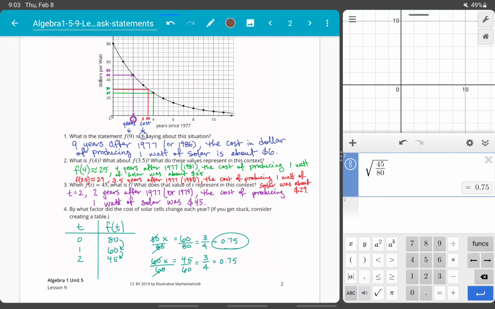I told you in this problem that we were actually going to look at multiple approaches to this. So let me show you one other way that we could figure out what our factor was. In addition to looking at how values change from one f of t value to the next, we could also pick a specific point that we know to be true and try to figure out what that growth factor is.